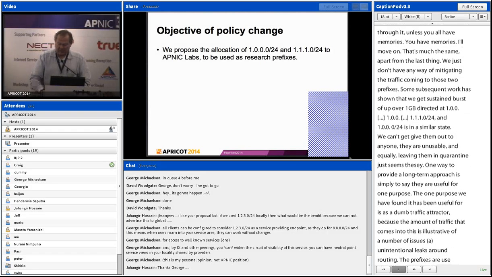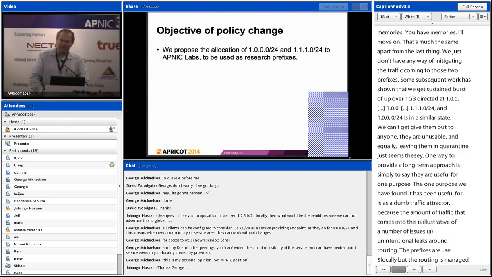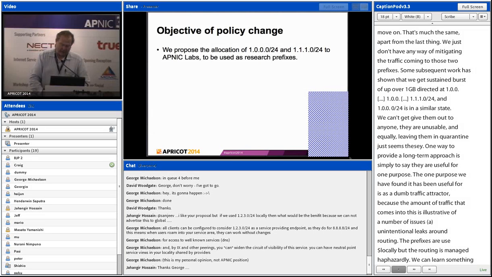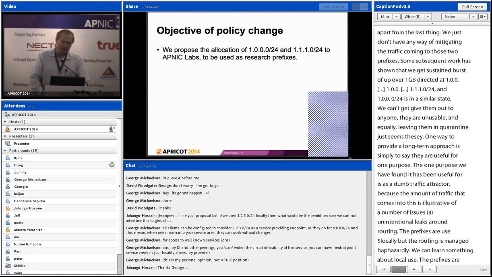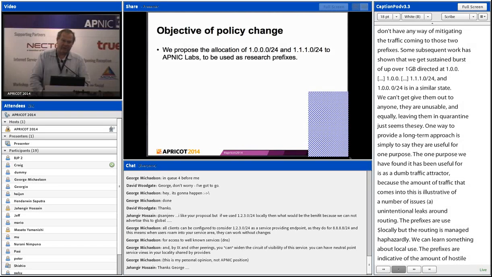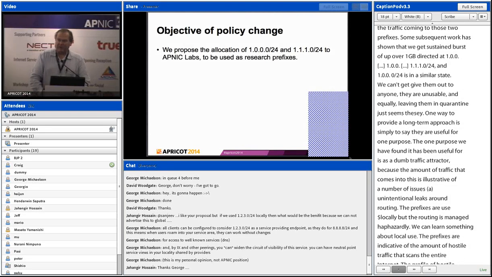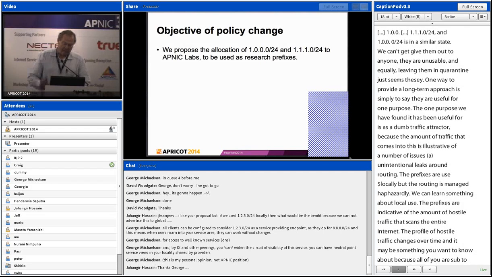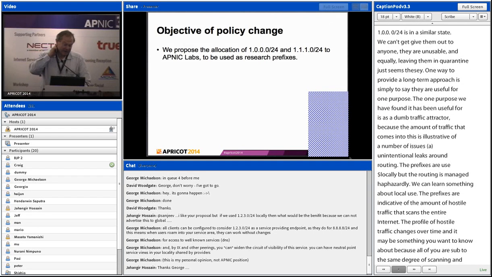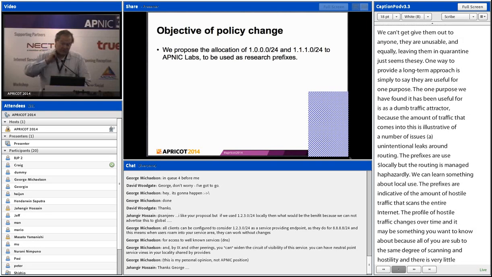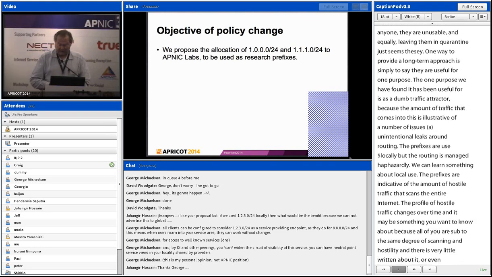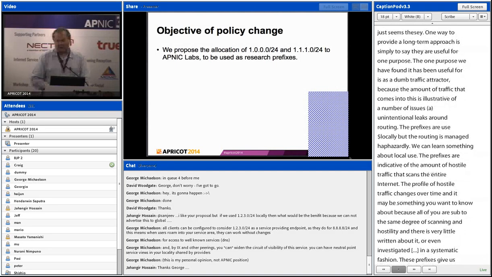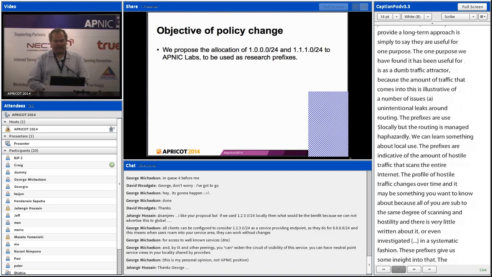These prefixes are also indicative of the amount of hostile traffic that scans the entire internet. The profile of hostile traffic changes over time, and maybe it's something you might want to know about because all of you are subject to the same degree of scanning and hostility. There's very little written about it or even investigated in a systematic fashion. These prefixes do give us some insight into that. So the objective is to do a long-term allocation of those two /24s into APNIC Labs for research.